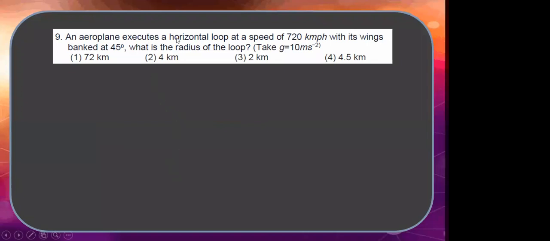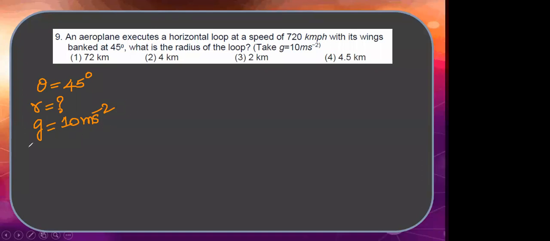An airplane executes a horizontal loop. This is the last one. An airplane executes a horizontal loop at a speed of 720 kilometers per hour with its wings banked at 45 degrees. What is the radius of the loop? Take acceleration due to gravity 10 meters per second square. Then it is given angle of banking theta is equal to 45 degrees. Radius of the loop is to be calculated. Acceleration due to gravity g is equal to 10 meters per second square.